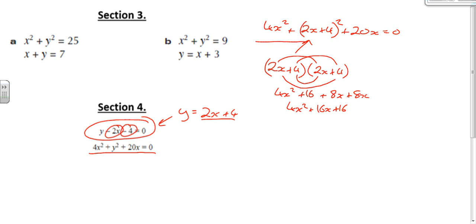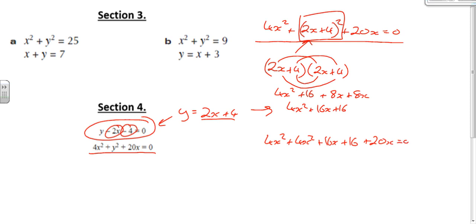And then what we're going to do is we're going to write this out again, except instead of this bit here, I know that equals this thing. So it's going to be 4x squared plus 4x squared plus 16x plus 16 plus 20x equals 0. So 4x squared plus 4x squared is going to be 8x squared. 16x plus 20x is going to be plus 36x, and you've got plus 16 on the end.